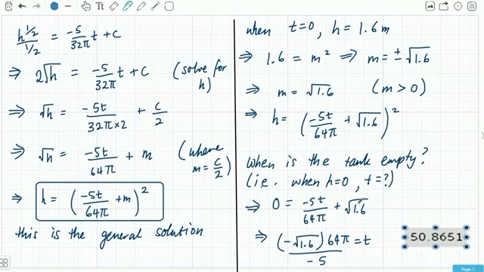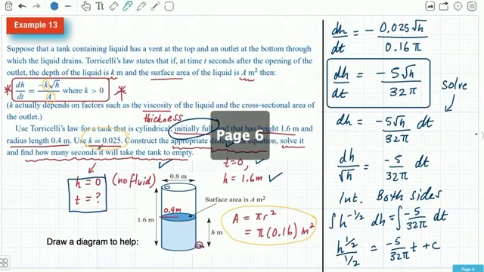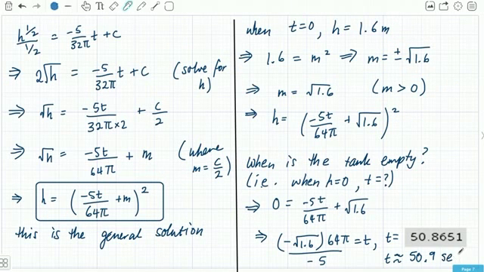So our final answer, we end up with t equals approximately 50.9. And remember the units that we're using here. Have a look back and identify what we're using. Seconds was our t. So it's going to take 50.9 seconds for this tank to be empty. So that's for the height in the tank to be 0.